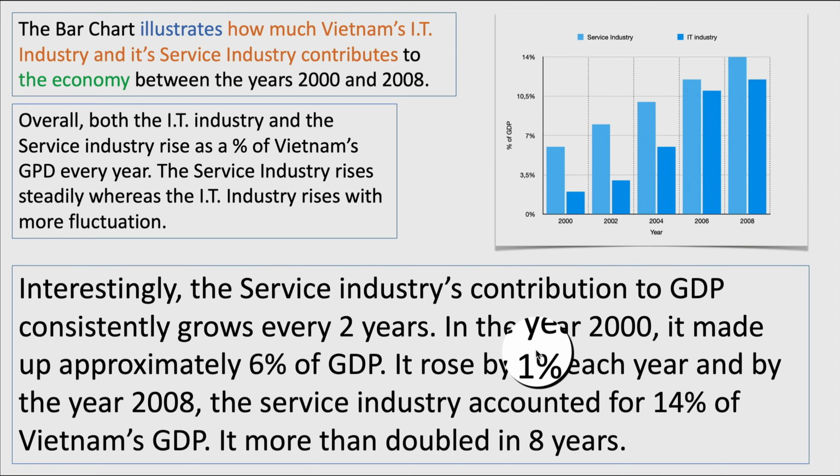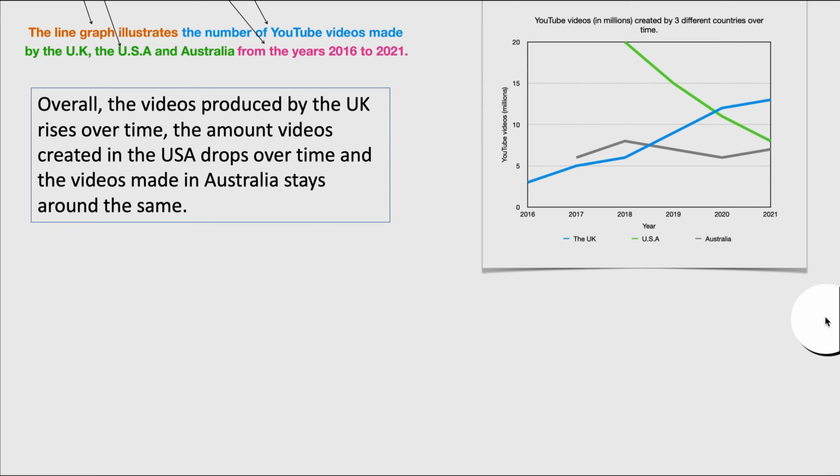So using words like approximately, accounted for, doubled, okay, and also using these data points, these are all good signs of a good body paragraph. Let's have a look at the line graph.